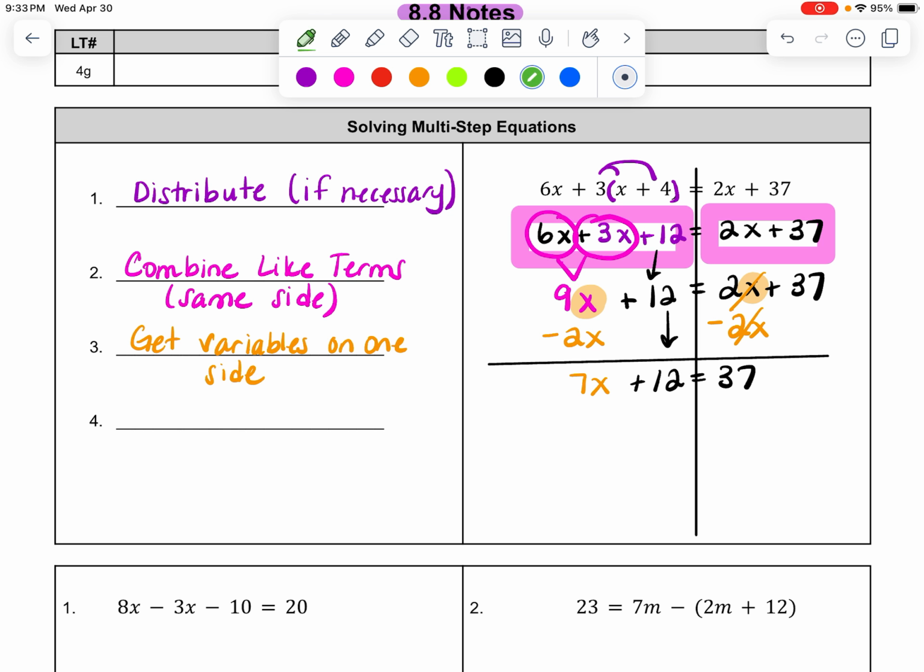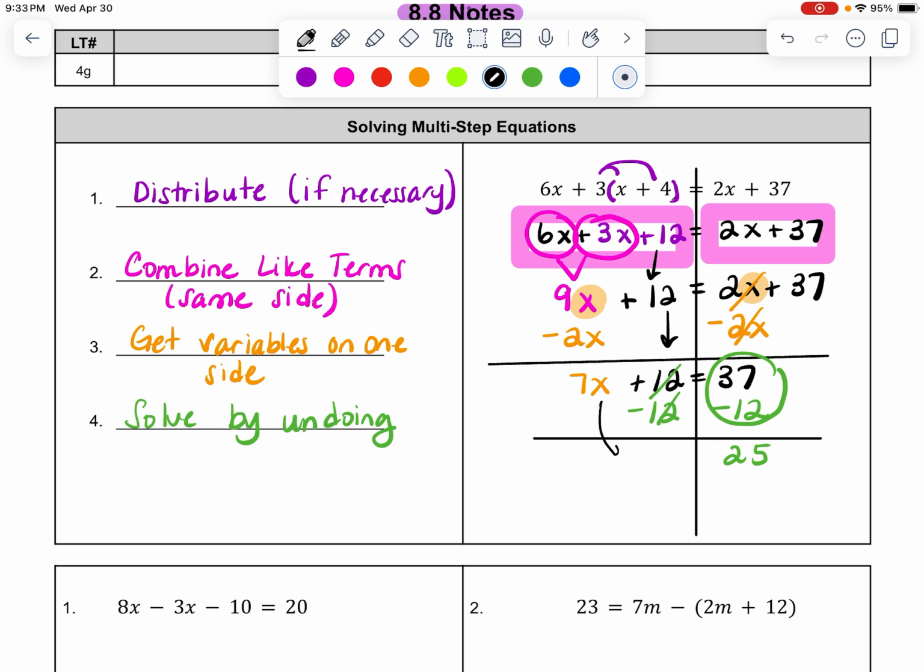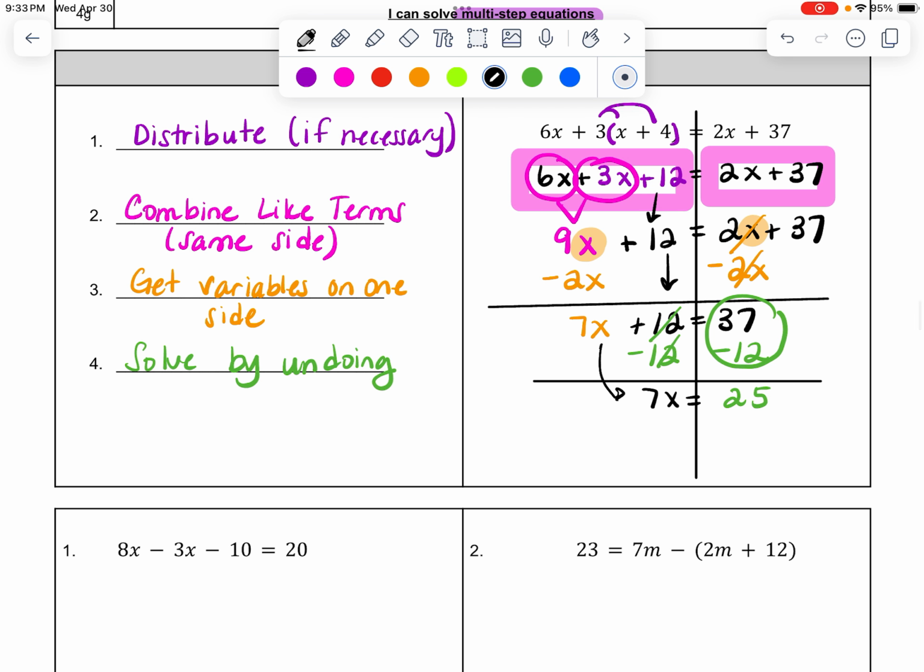The last thing that we're going to do is we're going to solve by undoing the numbers, starting with the number that is farthest away from x. So in this case, I would subtract 12 on both sides, which means on the left-hand side, the 12s cancel. And on the right-hand side, 37 minus 12 is 25. Then I'm going to drop down the 7x. Then I'm going to divide by 7.